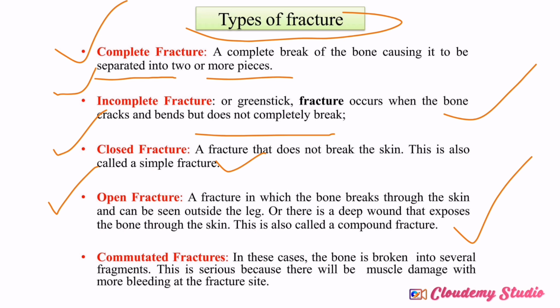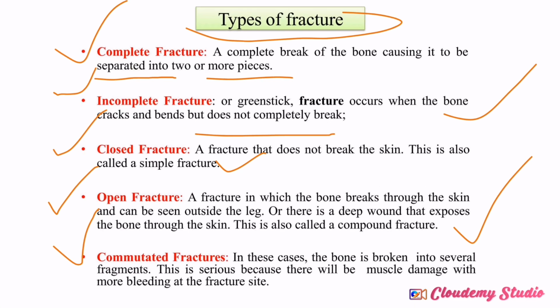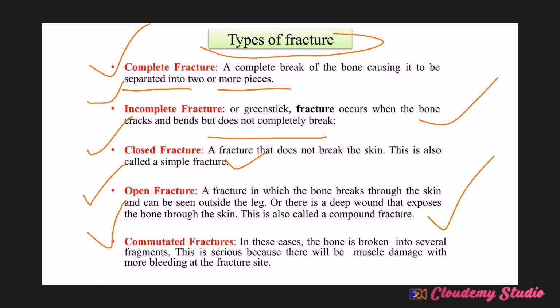Then there's what we call number 5, the comminuted fracture. In these cases, the bone is broken into several fragments. This is serious because there will be muscle damage with more bleeding at the fracture site.